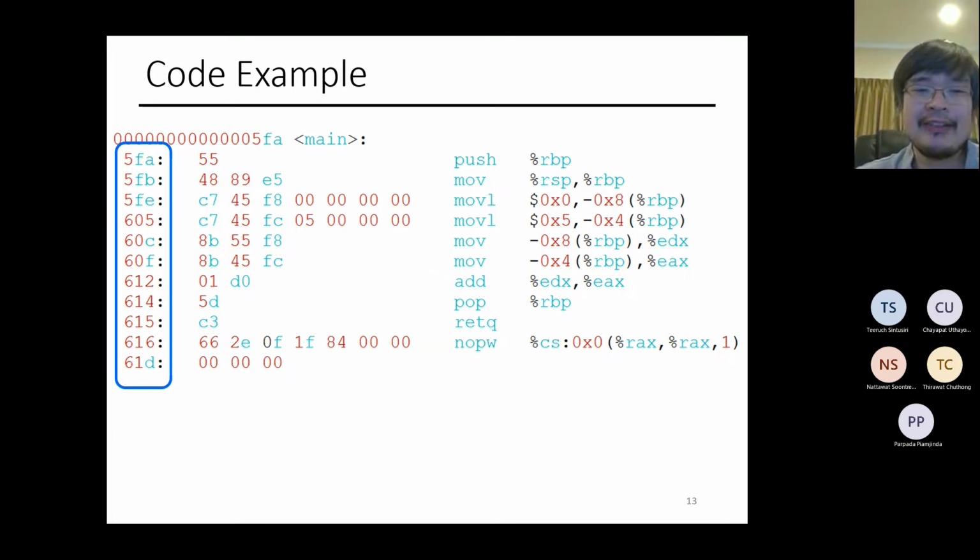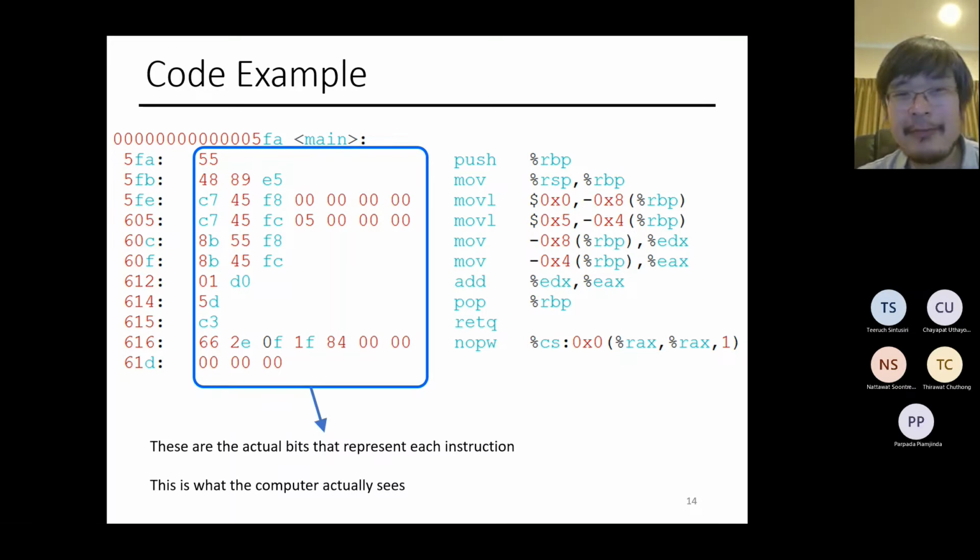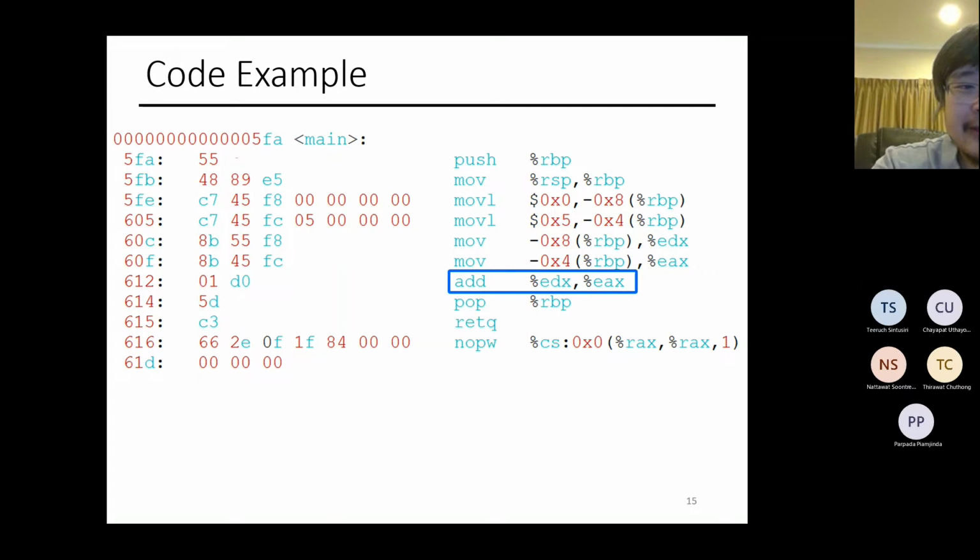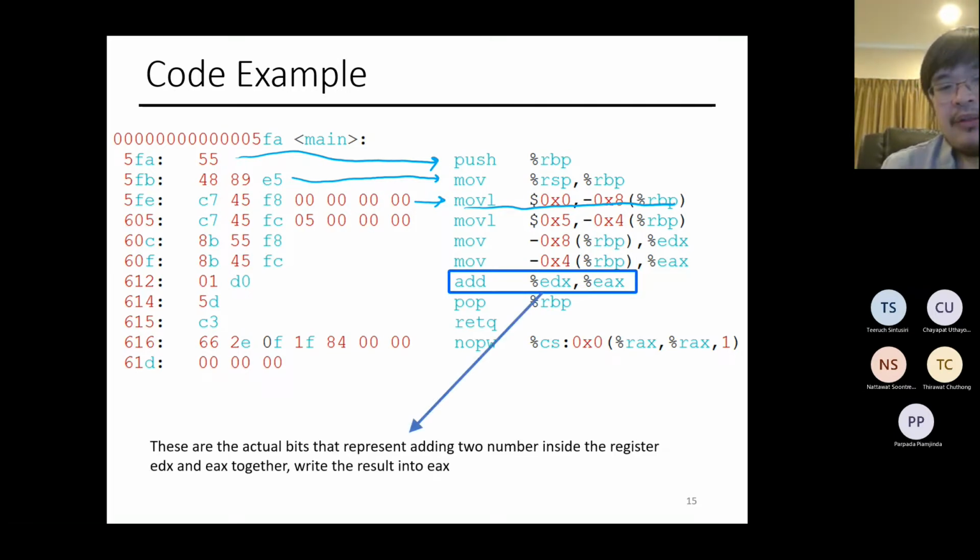The box here that I just highlighted holds the actual binary, the actual bits that represent each instruction. This is what the computer actually sees. You look at that address, you see 0x55, the hexadecimal number 55. And then the computer sees that and knows that 55 corresponds to the push instruction. So when the computer sees that, it knows that you have to do push RBP. Then the next line you see 4889E5, and it knows that it has to move RSP to RBP. Now you have the next instruction coming in. It shows C745F800000000. Now it knows that you have to do move 0 to -8(RBP), right? And then you keep doing this until you finish.